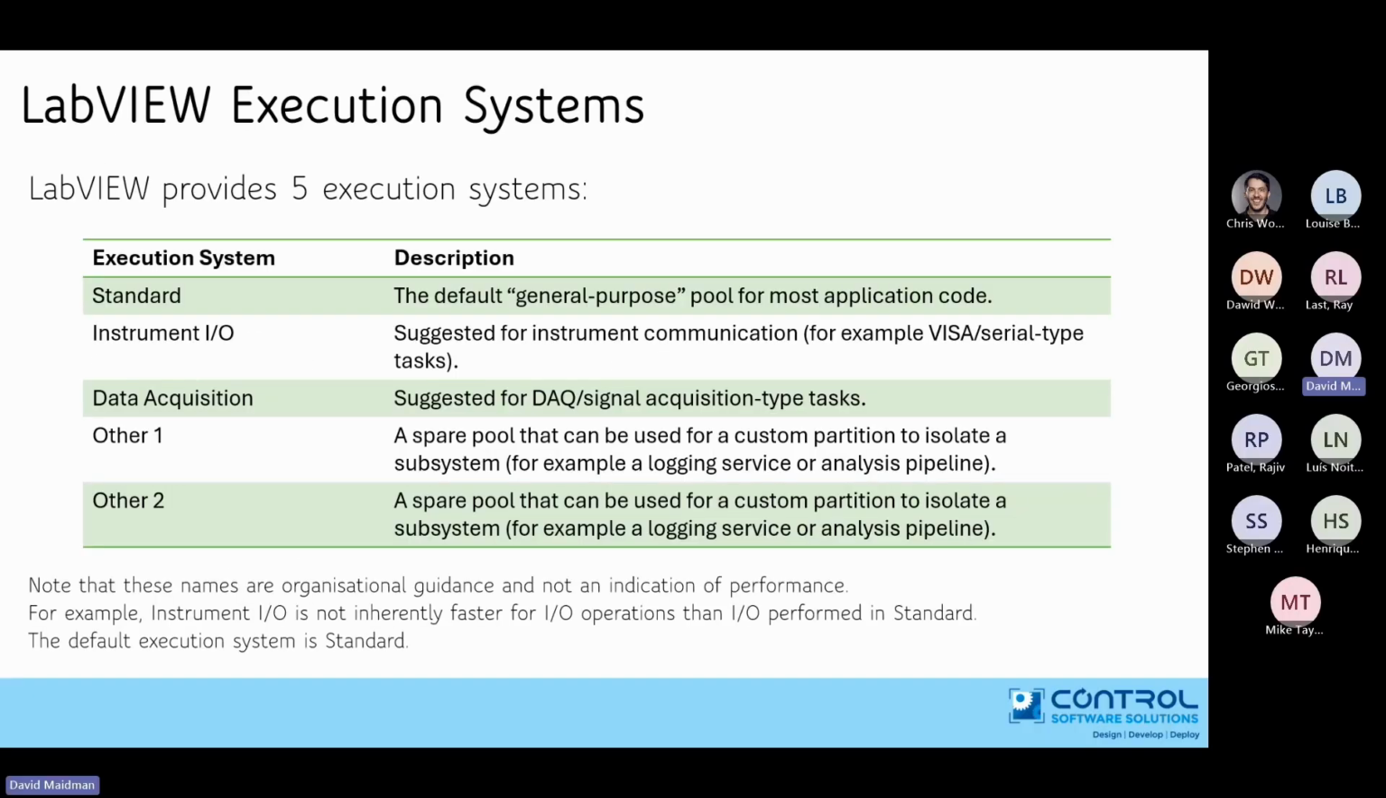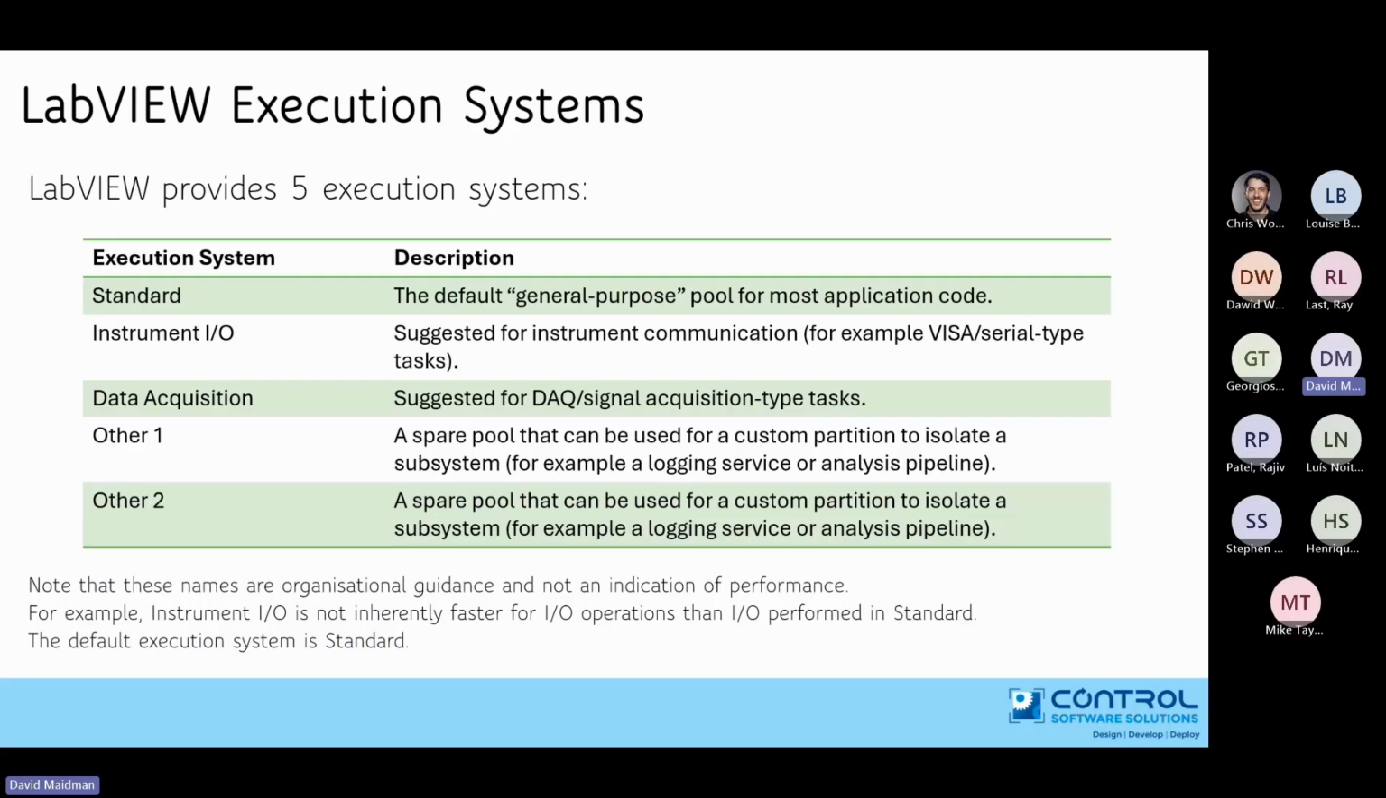Then we've got our execution systems. I said that there was a worker pool of n execution systems, and the execution systems that we have are these: 1, 2, 3, 4, 5. So we've got 5 execution systems. Standard, which is the default, so when you create a new VI, its execution system will be set to standard. Then instrument IO, data acquisition, and two others: other one, other two.